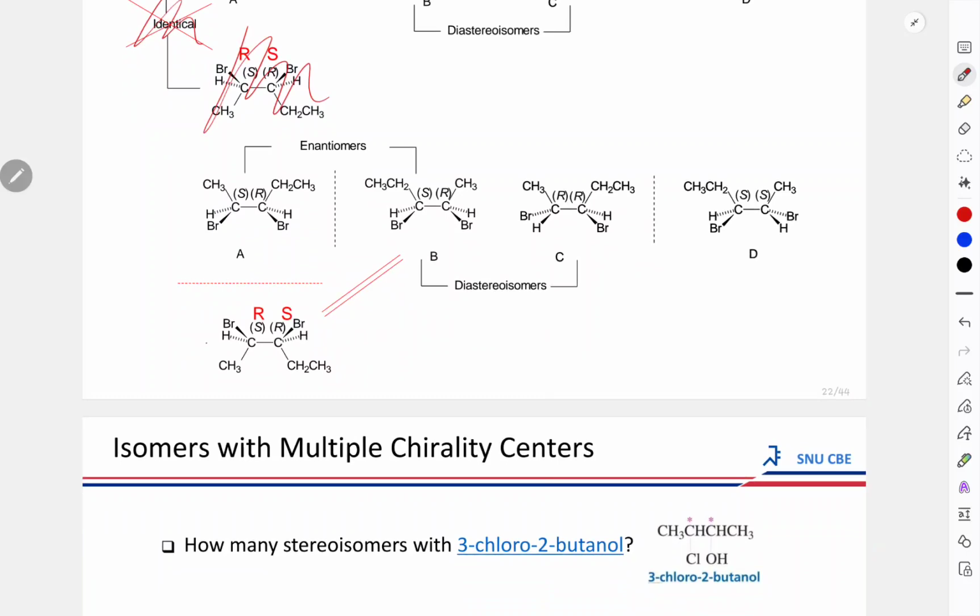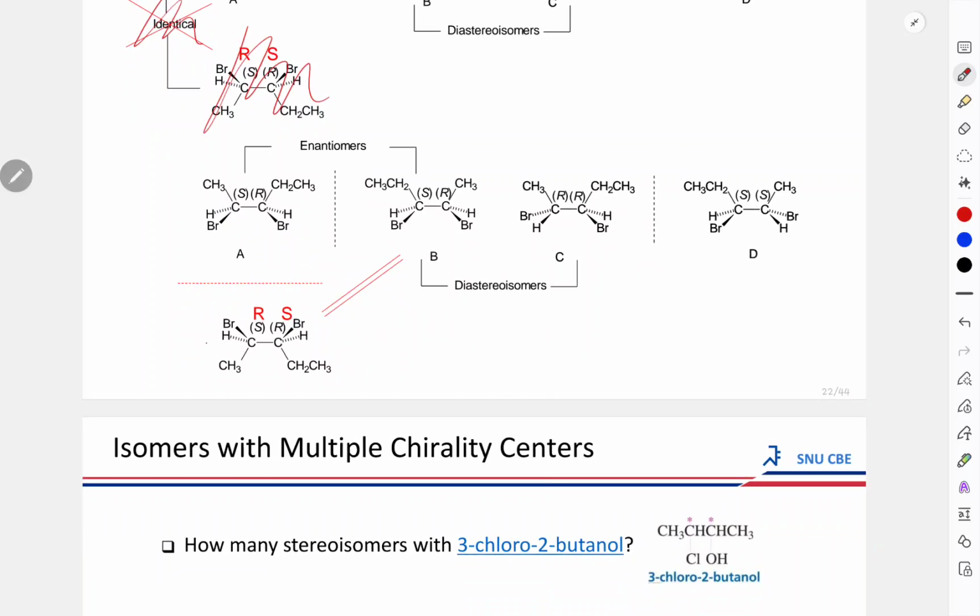1, they are the same. 2, they are the same. 3, they are the same. 4, they are the same. Each has two asymmetric centers, here and there. Perhaps this is good practice to assign the absolute configuration for each.